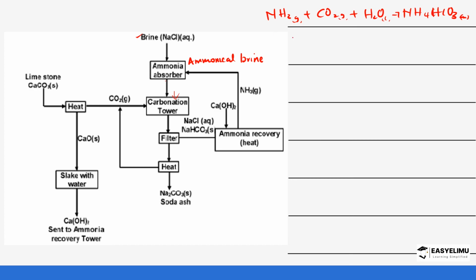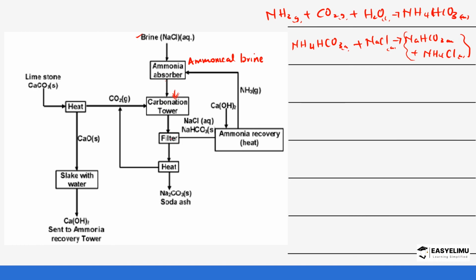And then this ammonium hydrogen carbonate reacts with the brine, which is sodium chloride, and there is an interchange of ions. So it forms sodium hydrogen carbonate and ammonium chloride. This mixture of sodium hydrogen carbonate and ammonium chloride is the one that enters the filter for filtering. So this is the mixture that we have at the moment.